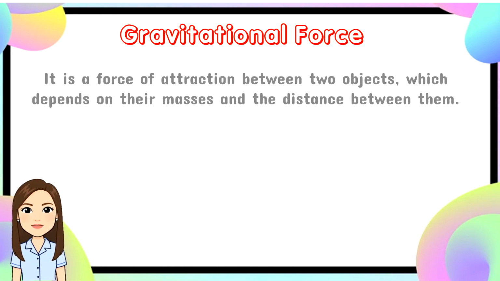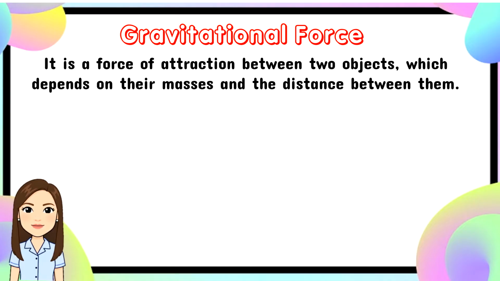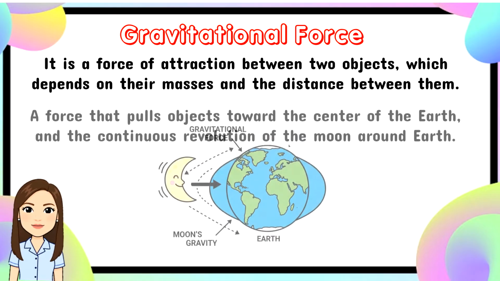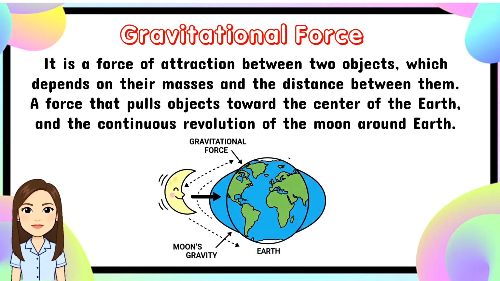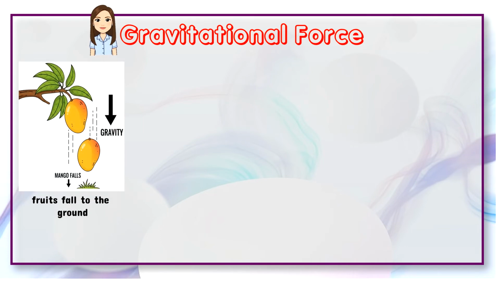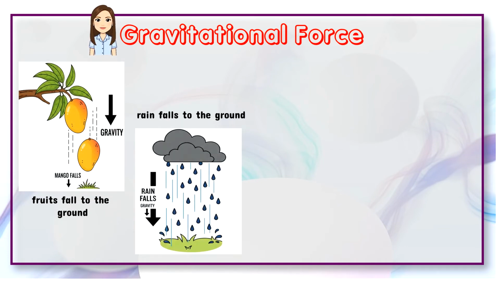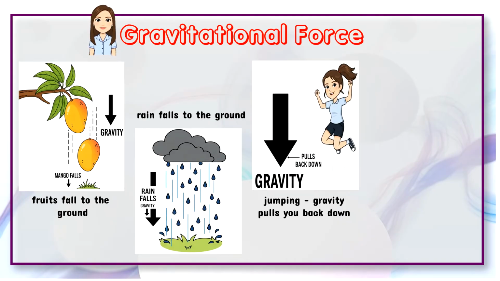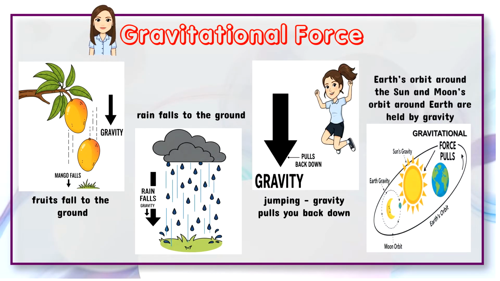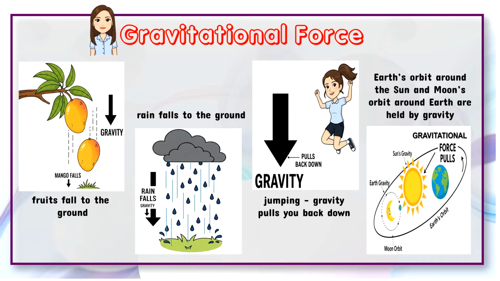Gravitational force. It is a force of attraction between two objects which depends on their masses and the distance between them. A force that pulls objects toward the center of the Earth and the continuous revolution of the Moon around Earth. These are some examples of gravitational force. Fruits fall to the ground, rain falls to the ground, jumping wherein gravity pulls you back down, and Earth's orbit around the Sun and Moon's orbit around Earth are held by gravity.